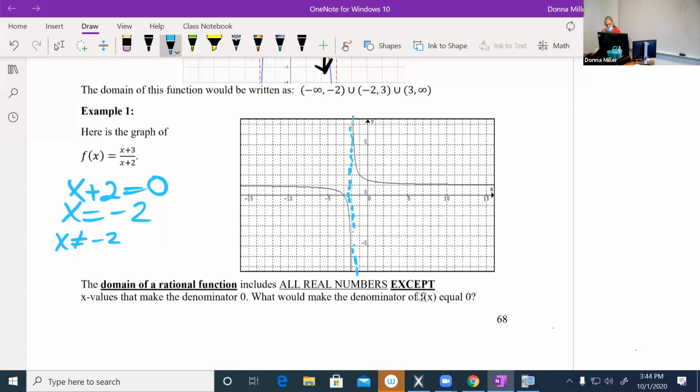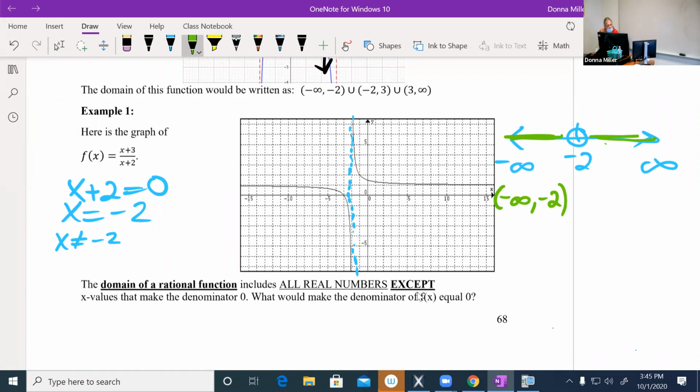Well, here's my number line. Let's make this -2. So it's basically everything except that, so I can do this piece and I can do this piece, right? So I'm going to have 2 intervals. My first interval is from negative infinity to -2, right? Put a union in between them, and we go from -2 to infinity. And that's its domain.